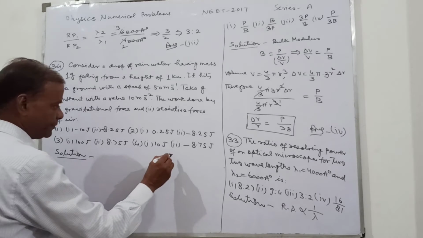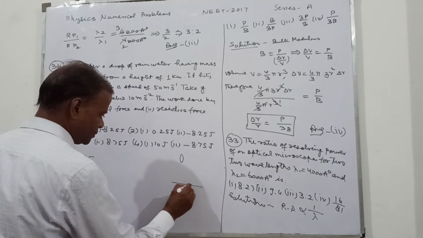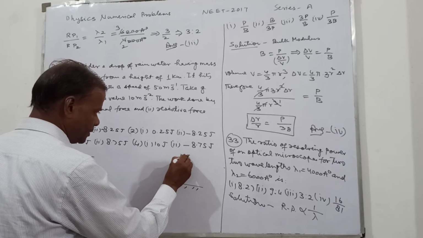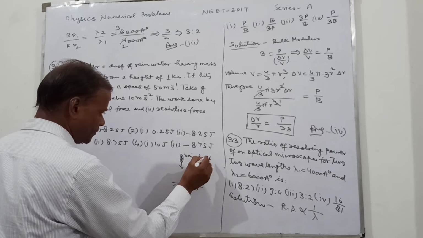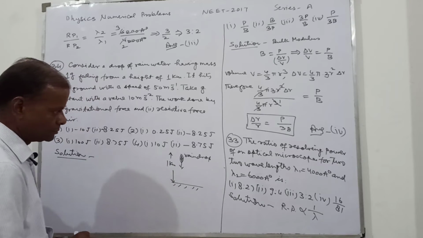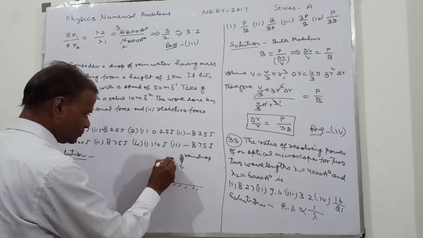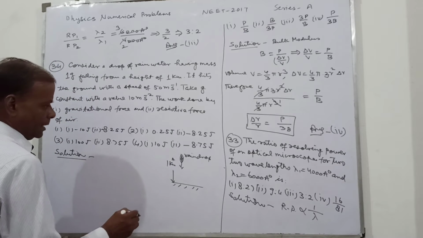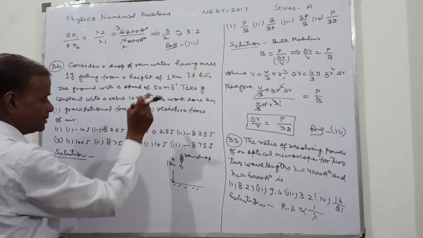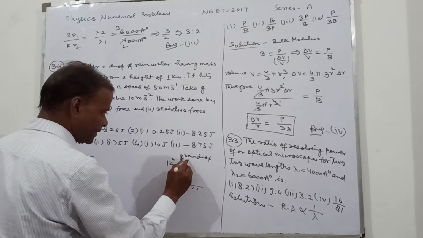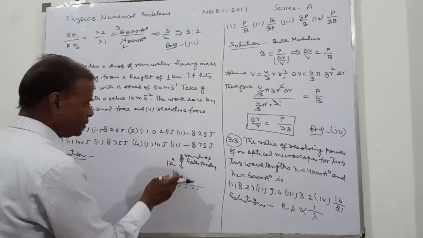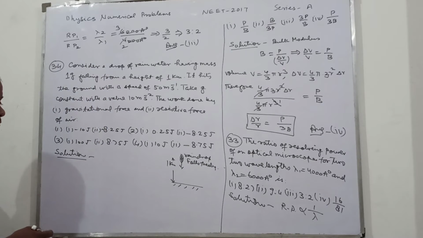Solution. We are having a raindrop. This is falling from here. This is now the raindrop. This height is 1 kilometer, from here to the ground. And when this strikes here, we are having the speed of 50 meter per second. So from here it falls freely, the initial speed is 0.